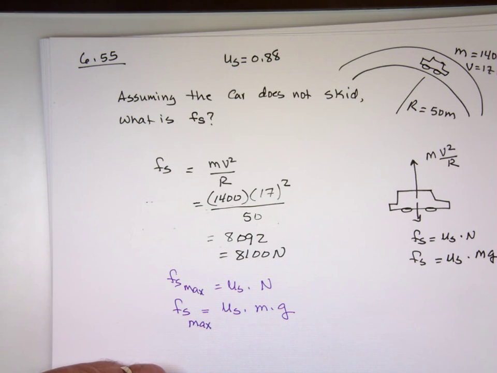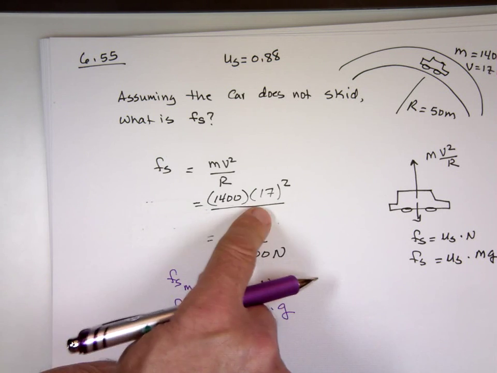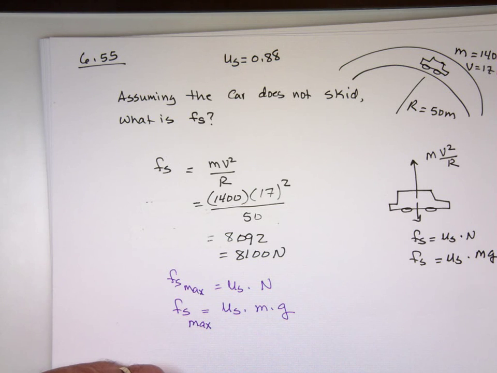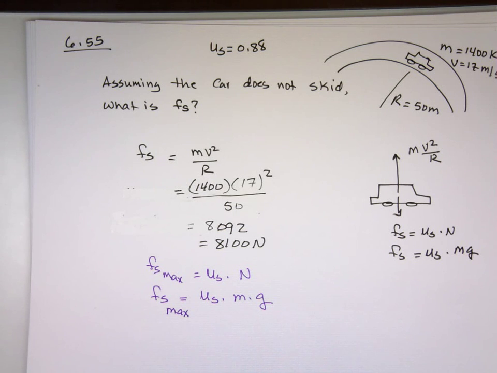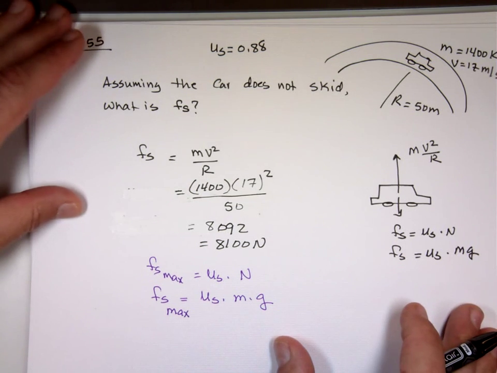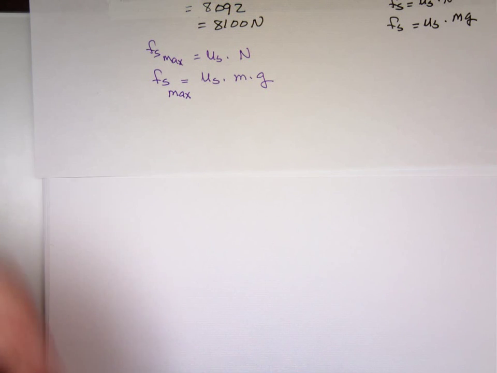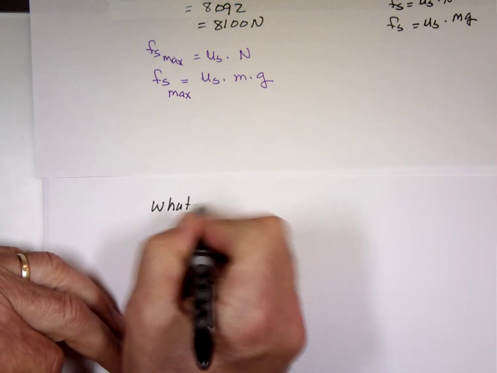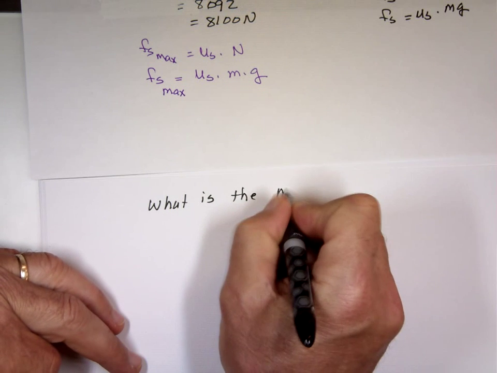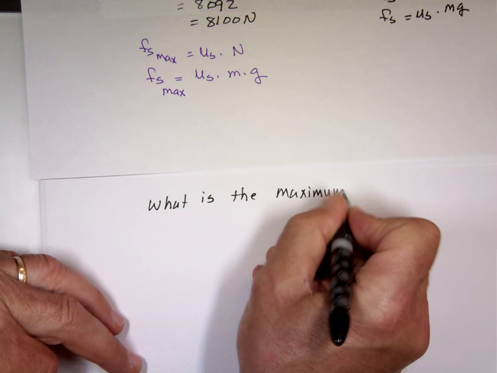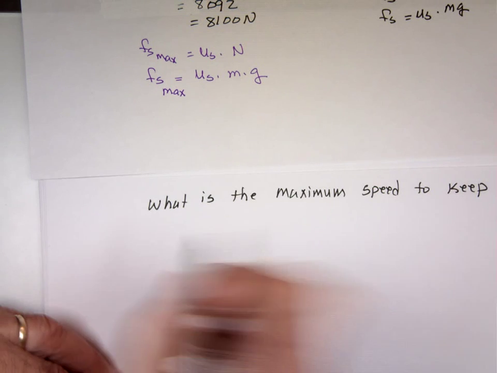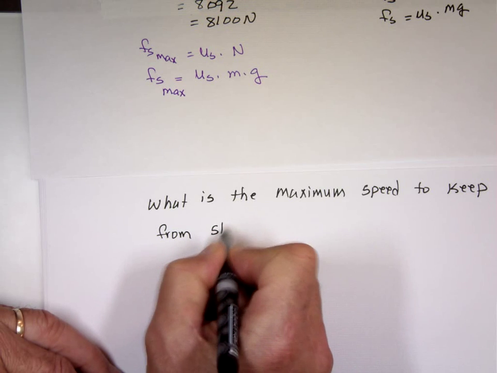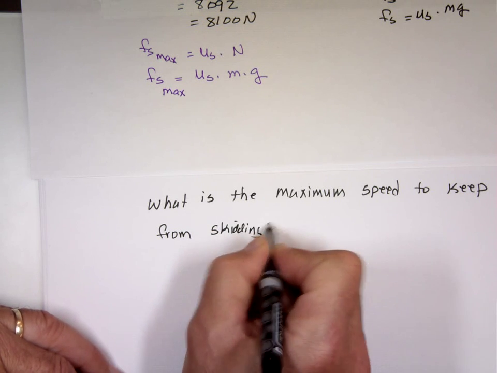If they want to calculate the maximum velocity that we can make the turn at without slipping, let me add to the question. By the way, let me plug in 8100. Submit. Correct. Now if I say, what is the maximum speed to keep me on the track, to keep from skidding? What is the maximum speed that keeps me from skidding?